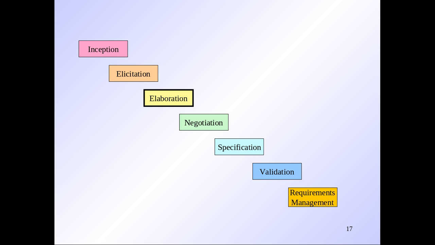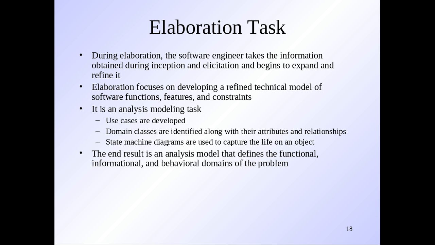Next phase is the elaboration. Elaboration means modify your obtained information. Whatever information you gather should be modified in a corrective manner. During elaboration, the software engineer takes the information obtained during inception and initiation and begins to expand and refine it. That means modifying that information with a focus on developing a refined technical model, meaning software function, feature and constraint. Now it's from your developer's point of view.